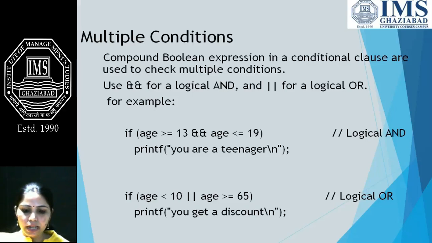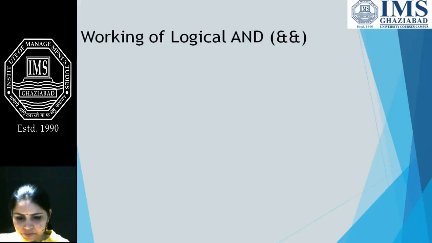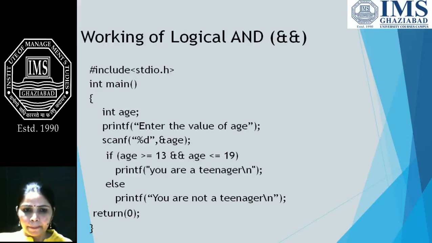So logical and, logical or are the logical operators which are used for checking multiple conditions. Now let us see the working of logical and. Now here what I have done is I have entered the value of age, and if age is greater than equals to 13 and age is less than equals to 19, then it would print you are a teenager, else you are not a teenager.